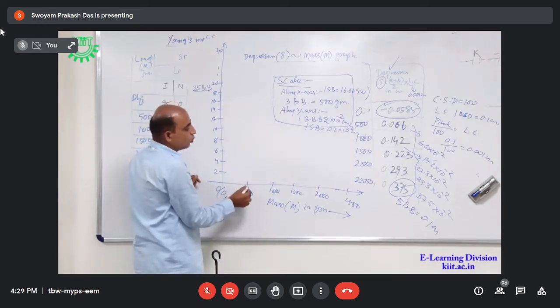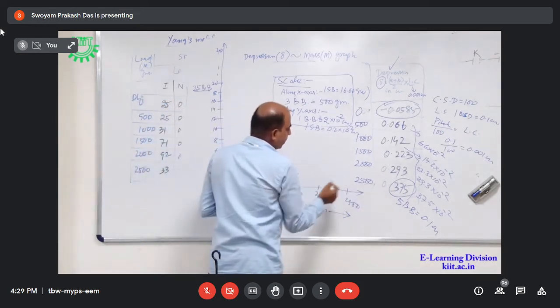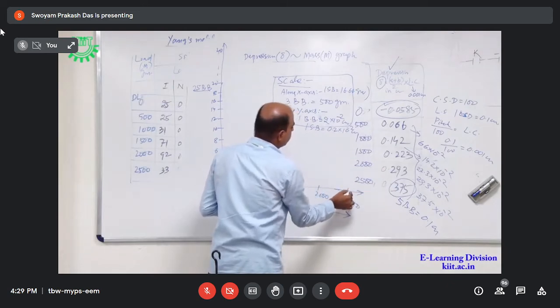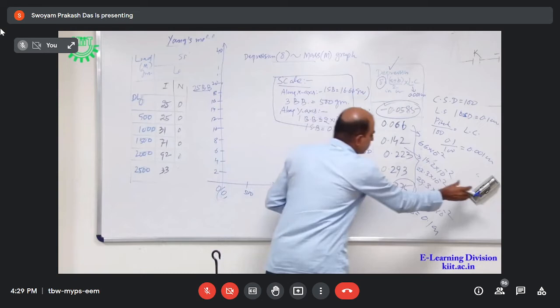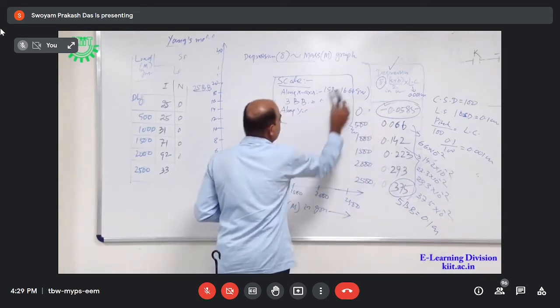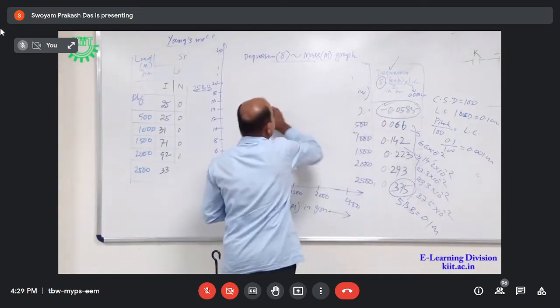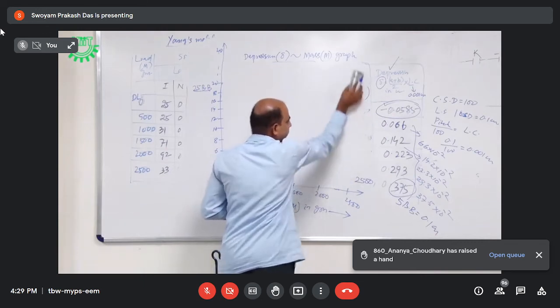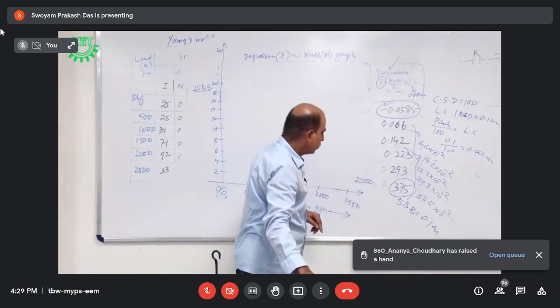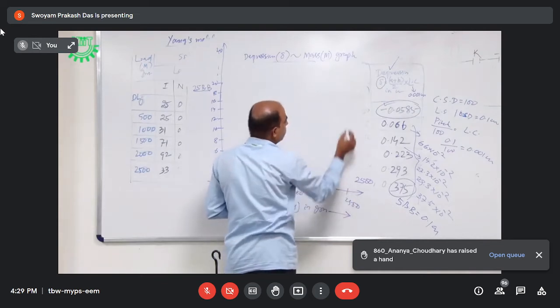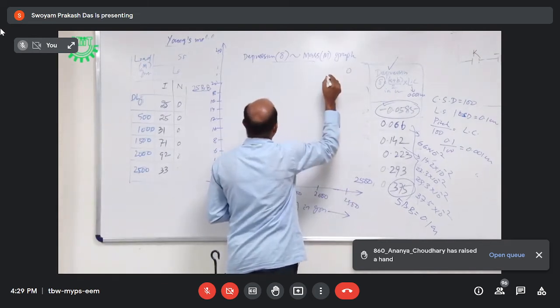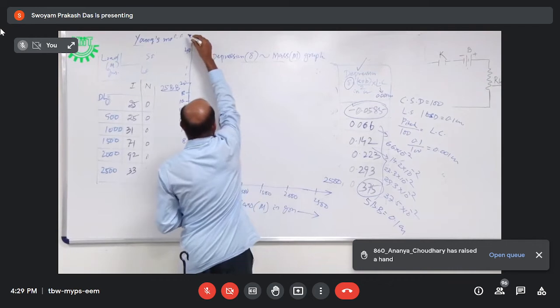Then after, we plot these 5 points. This is 37.5 for 2500 gram. After we mention the scale, we will plot the points. So we will find the point for 2500. Somewhere we will find that, that is 37.5.